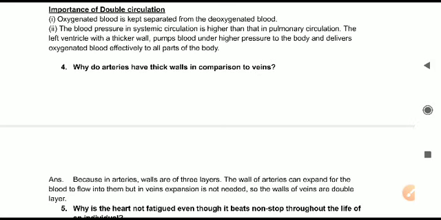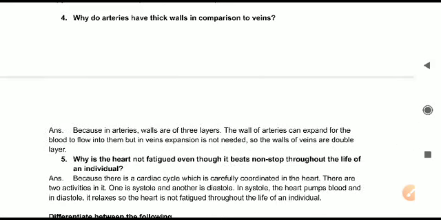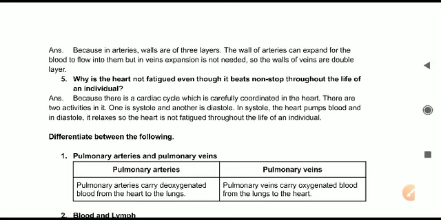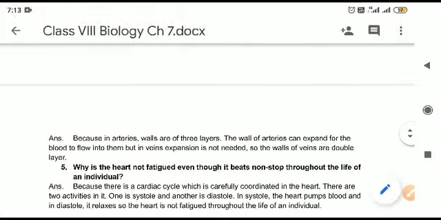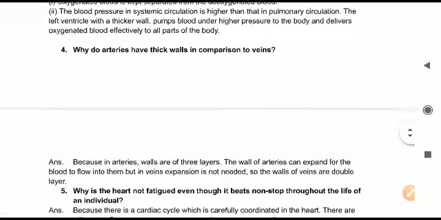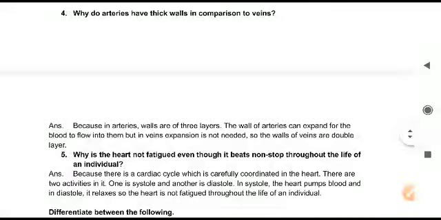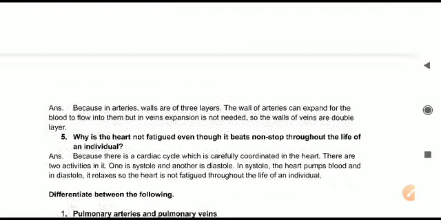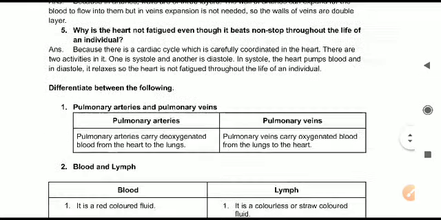Question 4. Why do arteries have thick walls? The answer reads: because the walls of arteries are of 3 layers and arteries can expand for the blood to flow through them. But in the veins this expansion is not needed, so the walls of the veins are of double layer. So arteries have a 3 layer wall and veins have only a double layer wall. Artery walls are thick as compared to the veins, so that they can expand more. Arteries require more pressure for the blood to be carried.